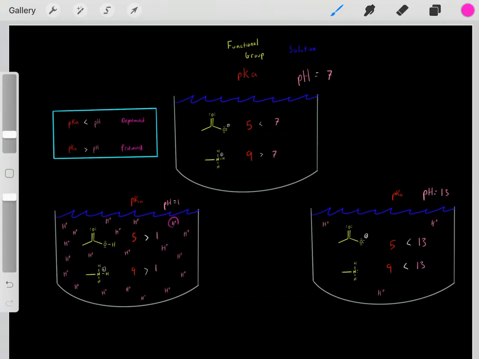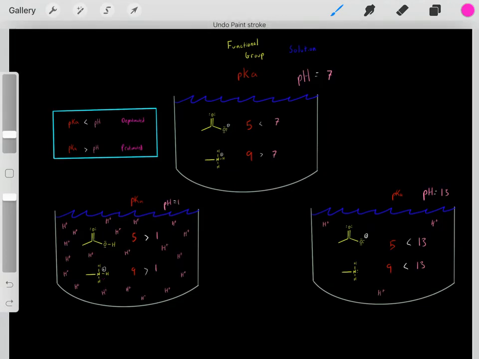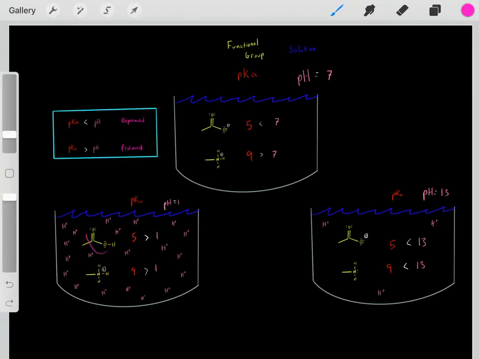So if we have a lot of hydrogen ions, there's a lot of pressure from these hydrogen ions to protonate those functional groups. So therefore, when the pH is low, the functional groups will be in their protonated forms. That's how I like to remember. If the pH is a lot lower than the pKa, there are a lot of hydrogen ions, so the functional groups will be protonated.